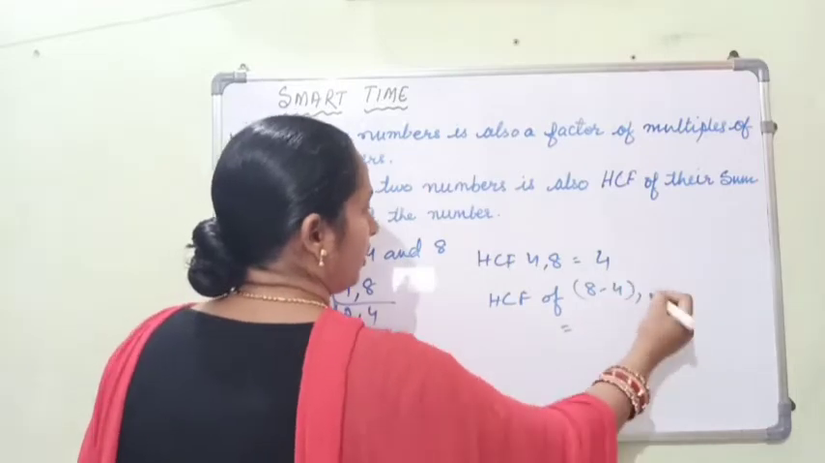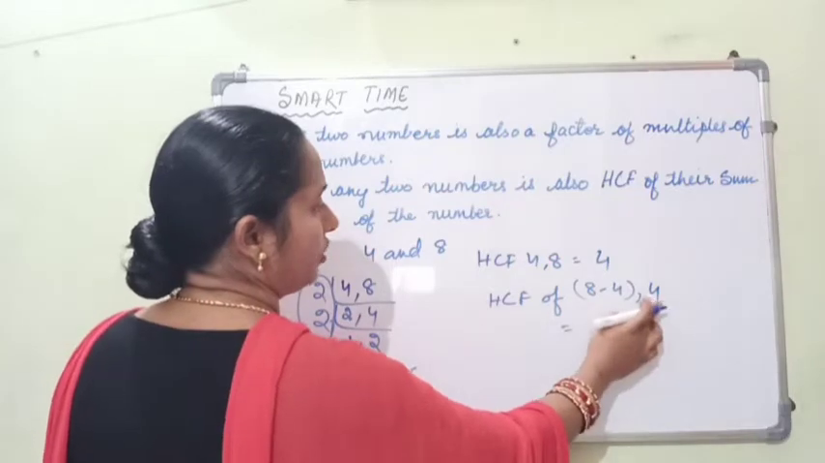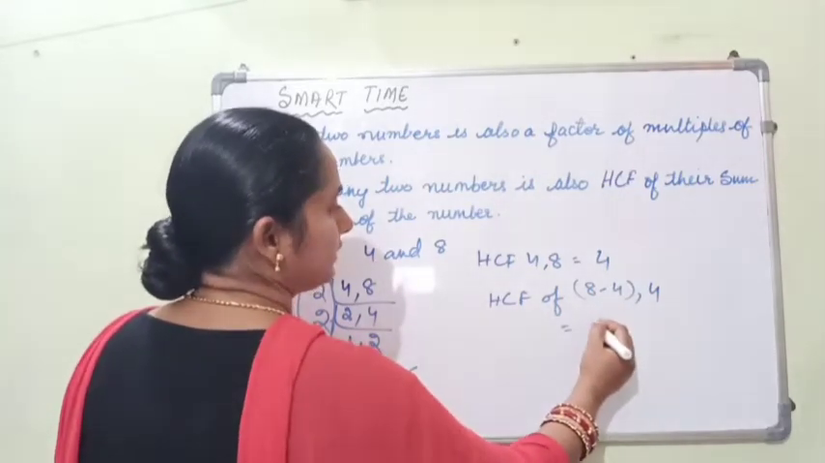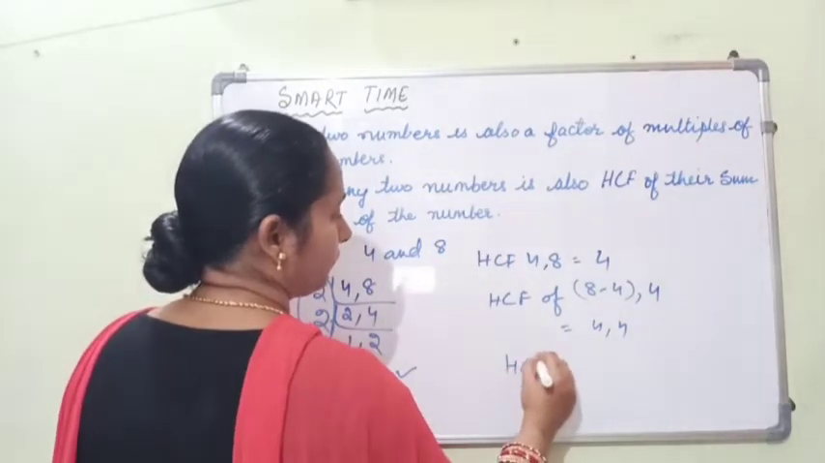Or you find the difference of these two numbers, take the other number 4, and find their HCF. Then also in that case you get the HCF as 4.